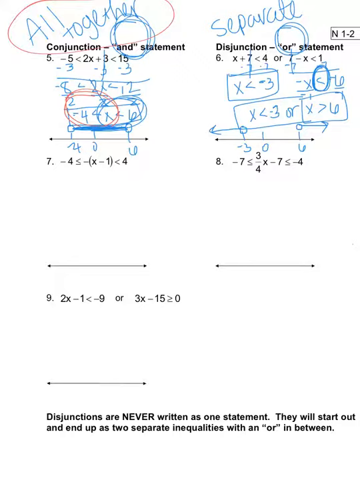So when you have an and statement, your inequality is all together, and when you graph it, it's connecting, it's all together. When you have an or, it's two separate, and on your graph, it does not connect, so it goes in opposite directions. So make sure that you're checking that.